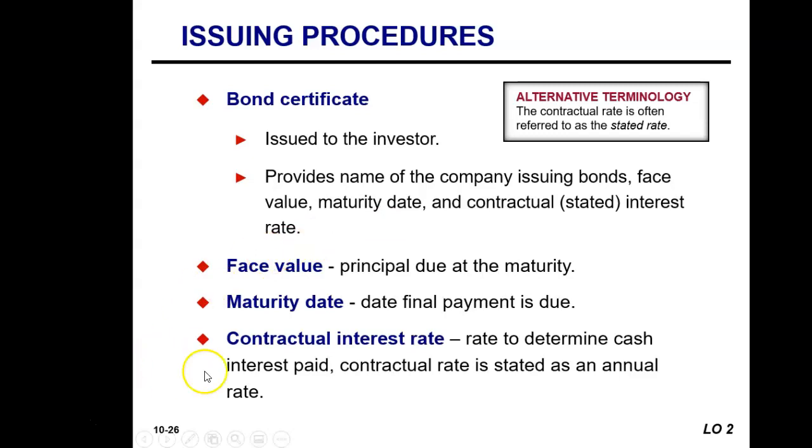What's face value? Face value is the principal due at maturity. So if a bond, say, matures in 5 years, the face value is the amount you're going to receive at the end of that 5 year period. Maturity date is the date the final payment is due. So if a bond is a 5 year bond that's issued, say, in 2020, that bond will mature in 2025.